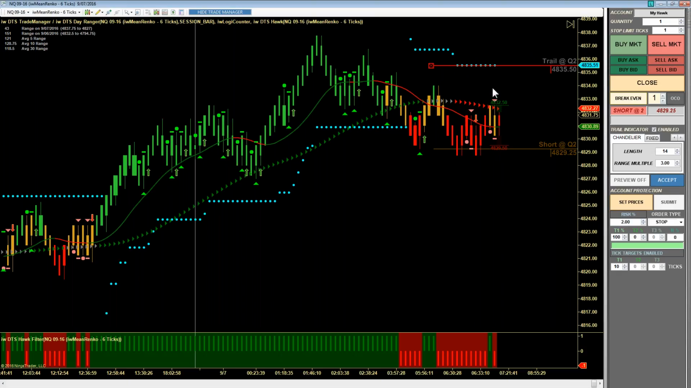See, the Trade Manager picks up my stop, and now I can quite literally leave this trade alone. And I can go look for other opportunities, walk the dog, go have a bite to eat, whatever. The Trade Manager will automatically manage my trade for me.